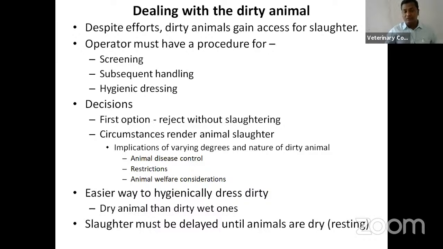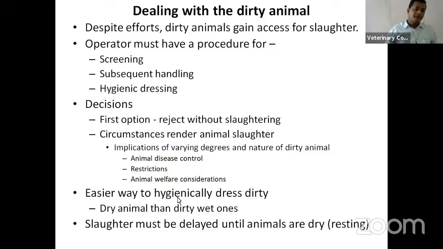Okay, we talked about the emergency slaughter, casualty slaughter, and all those things. Under such circumstances, you cannot reject the animal. You have to slaughter the animal, but you have to subsequently handle that animal in a hygienic way and dress that animal in a hygienic way. These are the responsibilities. If you take a decision that the animal has to be slaughtered, at the same time, you are taking a responsibility to deal with that animal.